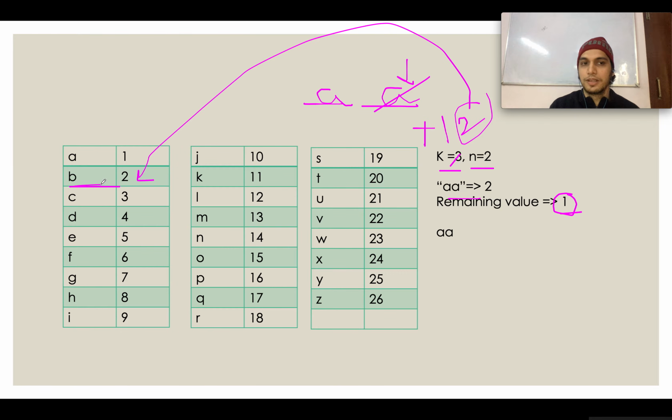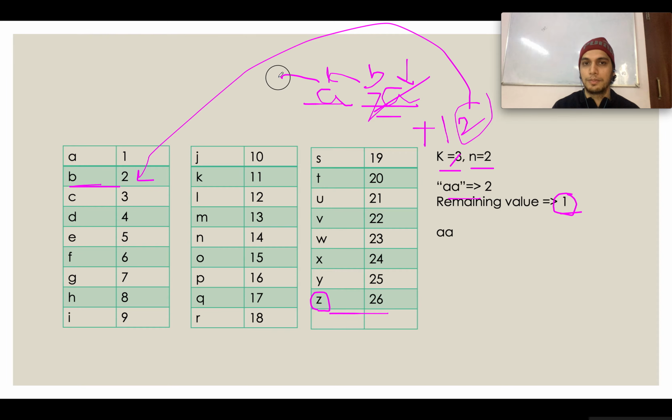That value is b, so we will replace it by b. That's it. This is what needs to be done. If the value becomes greater than 26, if this intended value that you're searching for becomes greater than 26, you fill in z here and move on to the next index, that is the previous one from the current index.